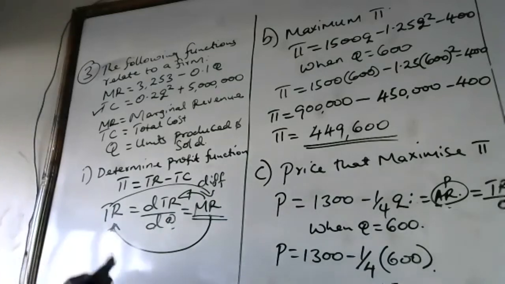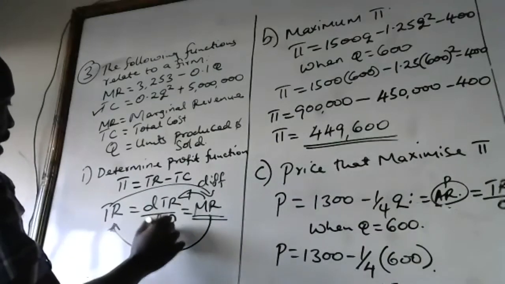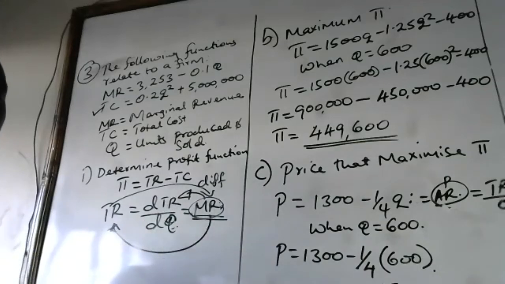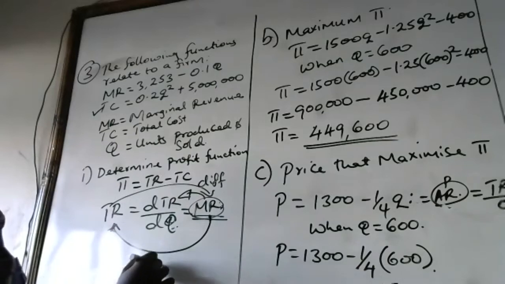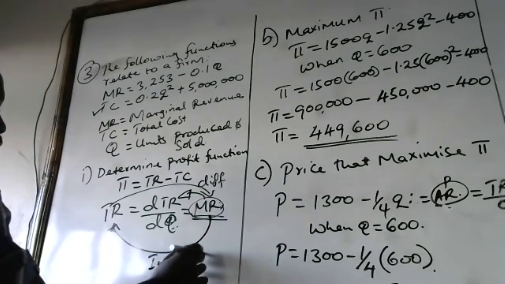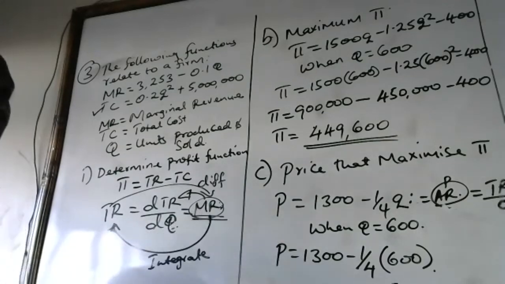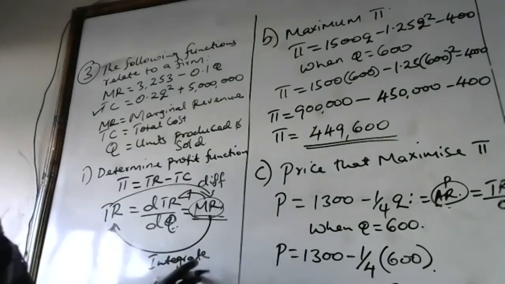If we differentiate total revenue, we normally get the marginal revenue, which is change in TR over change in Q. Which simply means that if we have been given the marginal revenue, to go all the way back to total revenue, we need to integrate. Because marginal revenue is a differentiated total revenue function. Therefore, if you want to go back to total revenue and we have the marginal revenue, we integrate so that we can go back to the total revenue.